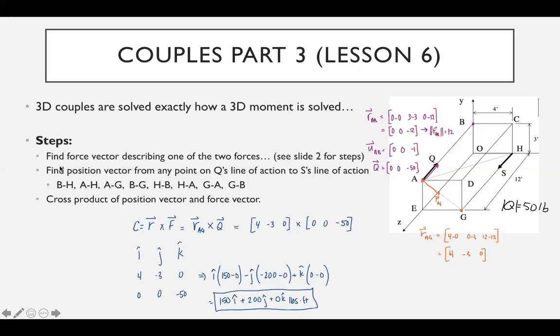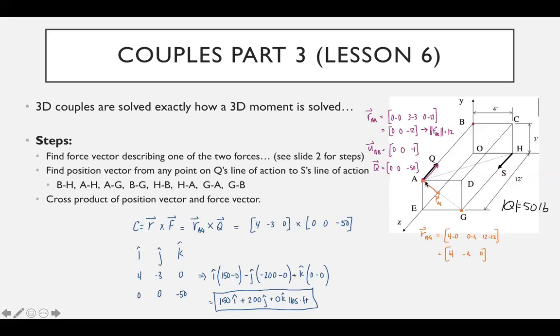And then the second step is to find a position vector from any point on the line of action of force Q, which is from here to here, to the line of action of force S, so from H to G, right? So that means I could go from A to G, I could go from G to A, I could go from A to H or H to A, I could go from B to H or H to B or B to G and G to B. So it doesn't matter. I just chose these two because it's the front of the box, and I don't know why I chose them. But you can choose any of them and you'll get the same answer.